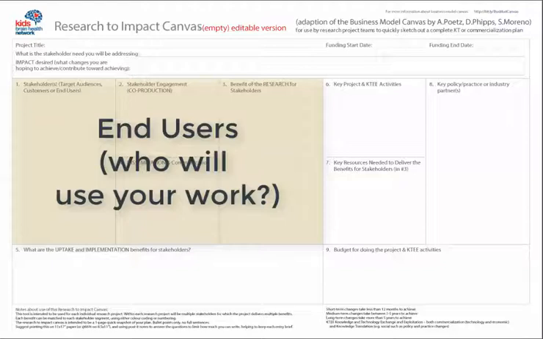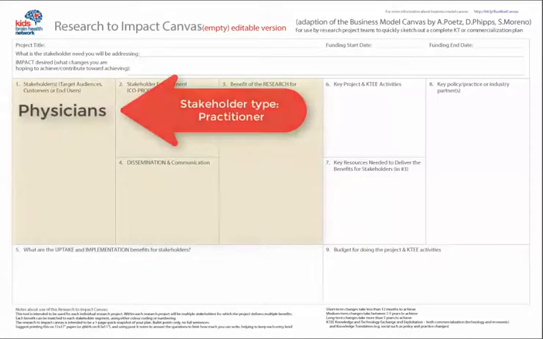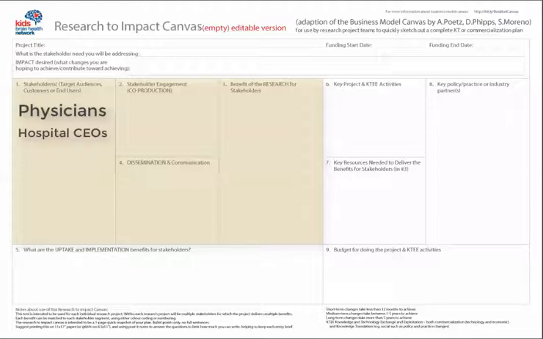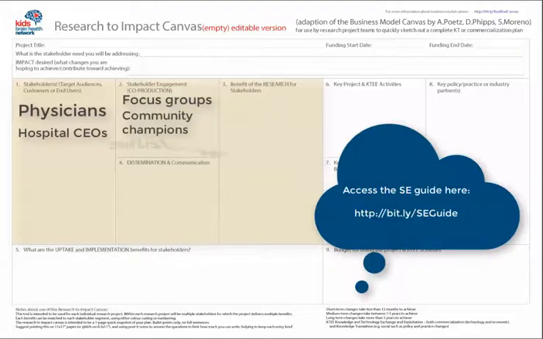These 4 boxes correspond to your end users, so who will use your work? Here we've identified frontline workers or practitioners, physicians, and also hospital CEOs. Then think about how you're going to learn more about their needs specific to your research project. So this is where you would do more stakeholder engagement. You can find more examples of how to do stakeholder engagement in the stakeholder engagement guide that is also on our SlideShare account. And then what are the outputs of your work going to be?